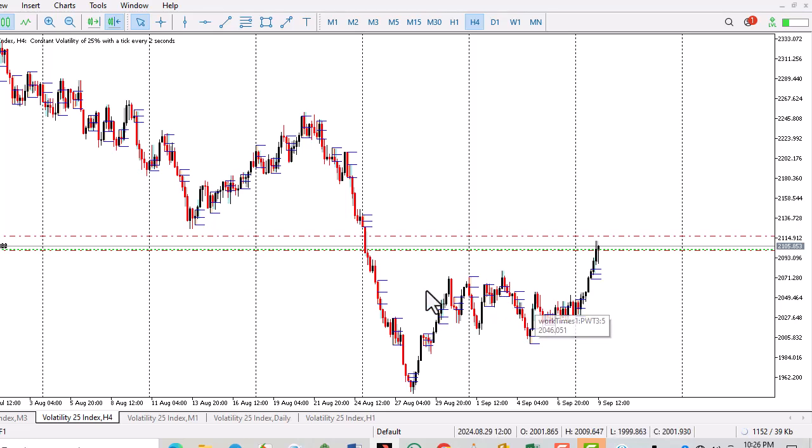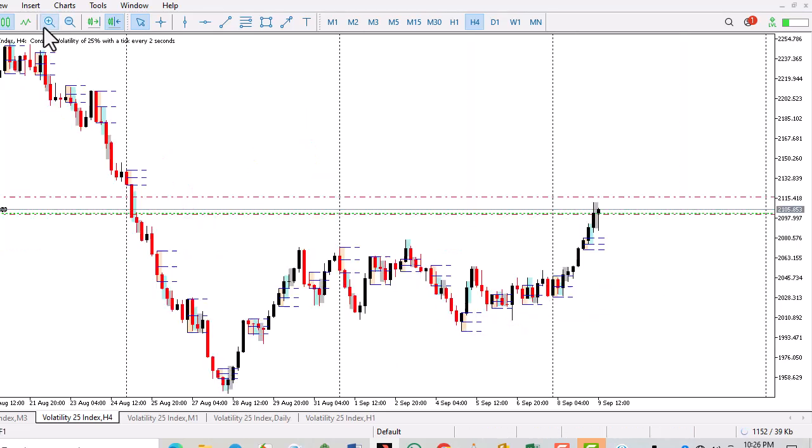It was above it. I have this fair value gap here. Look at this fair value gap here. So that was where I set my take profit, and it hit my take profit. So this is what I did.